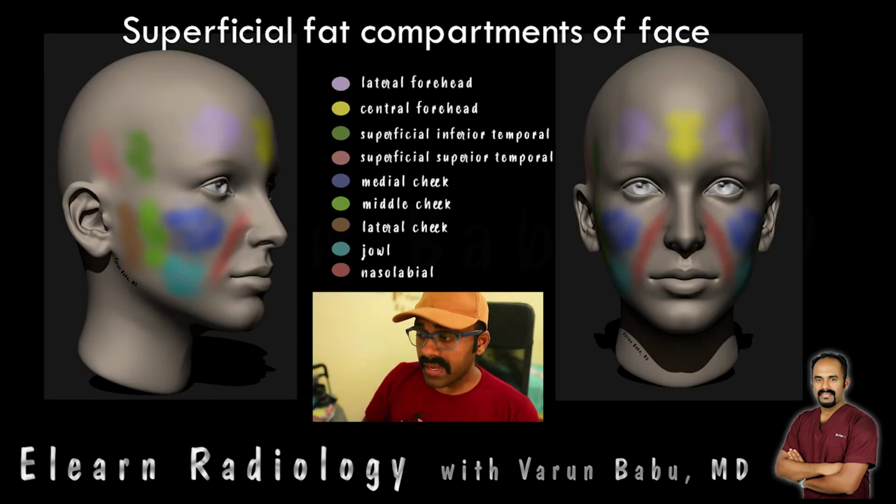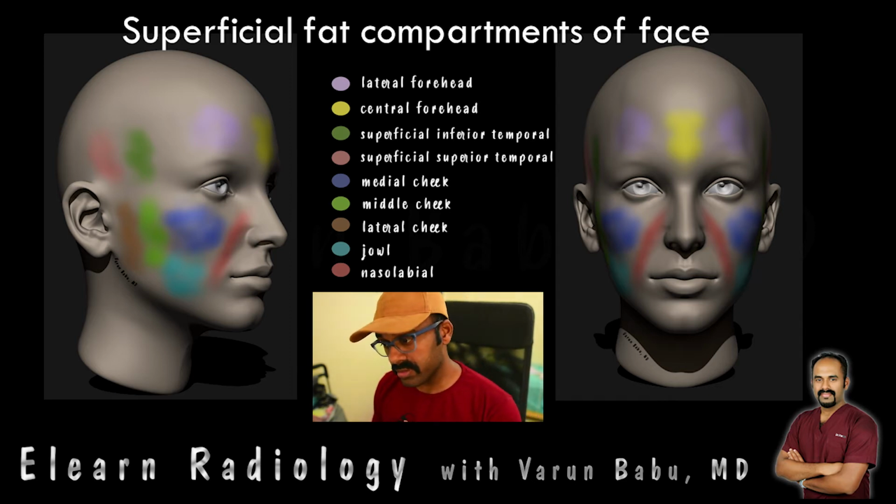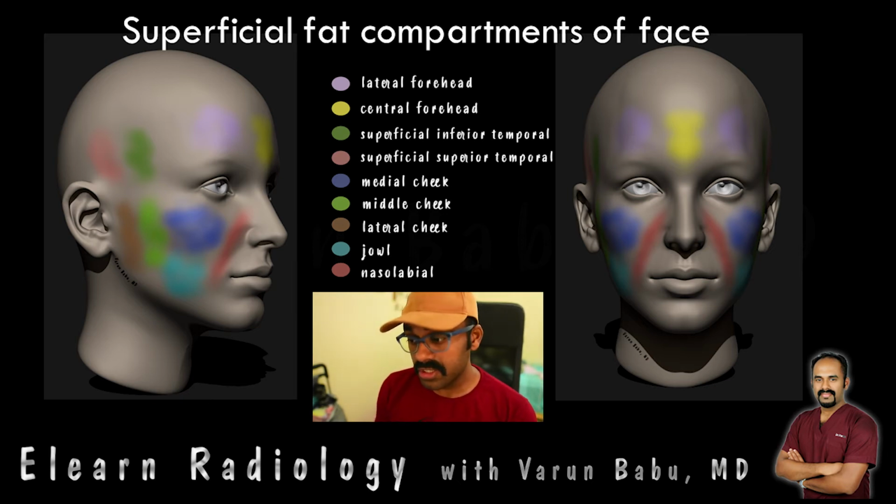The superficial fat compartments of the face can be divided into nine distinct areas: the central forehead, the lateral forehead on either side, the superficial temporal region, which is divided into superior and inferior portion, the cheek proper, which is divided into a medial cheek, middle cheek and lateral cheek, the jowl compartment and the nasolabial compartment. The nasolabial compartment, as you can see, is along the nasolabial fold, along the lateral margin of the nose, extends towards the outer angle of the mouth.